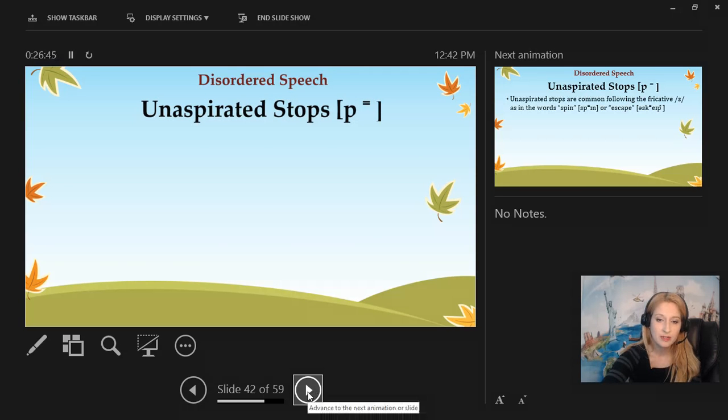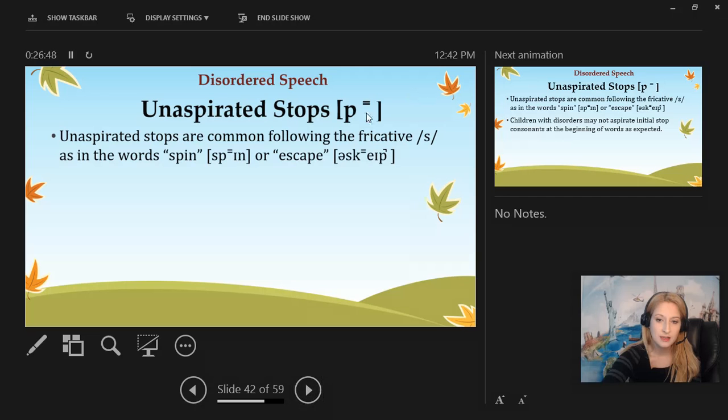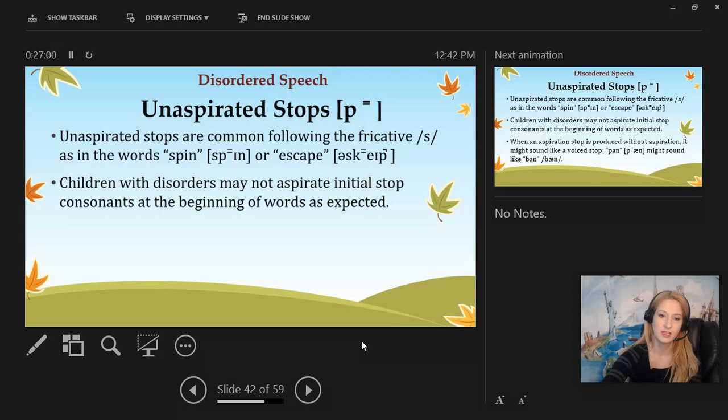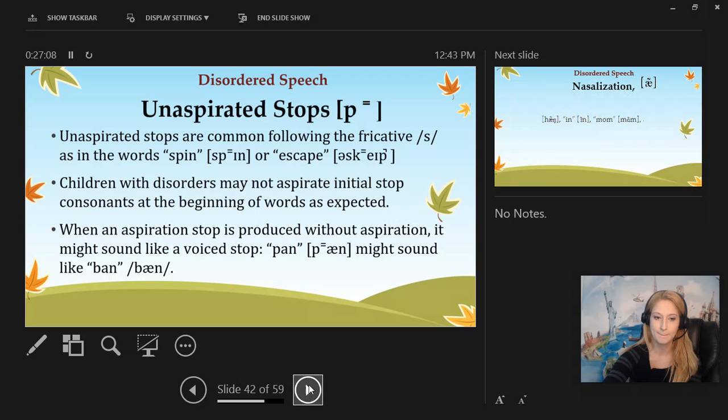Next, we have unaspirated stops, which is marked with the equal sign. Unaspirated stops are common following the fricative s, as in the words spin or escape. Children with disorders may not aspirate initial stop consonants at the beginning of words as expected. When an aspirated stop is produced without aspiration, it might sound like a voiced stop. So pan might sound like ban instead of pan.